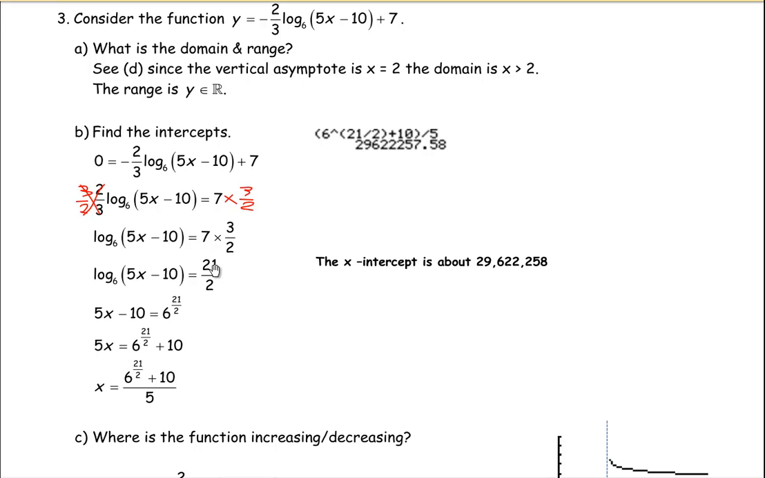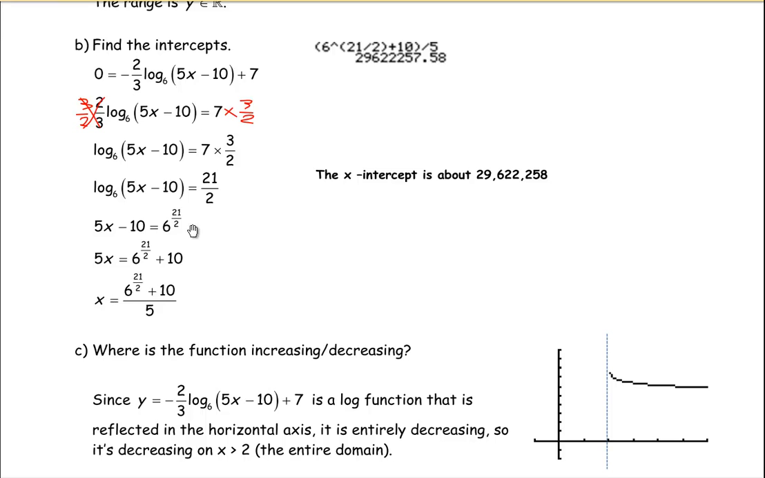So 7 times 3/2 would be 21/2. Now remember, the denominator of 7 is 1, so 1 times 2 is 2 in the denominator here. So the log base 6 of 5x minus 10 would equal that. Now if we put this in its equivalent exponential form, the 5x minus 10 would equal 6 raised to the power of 21/2. And so I'm solving for x, so I'll take the 10 over, there's plus 10, divide out the 5, so that's the exact value for x.